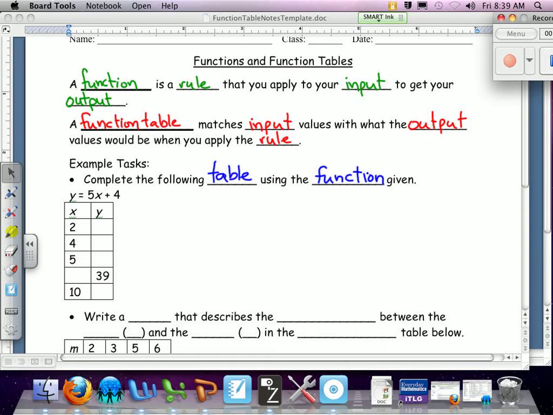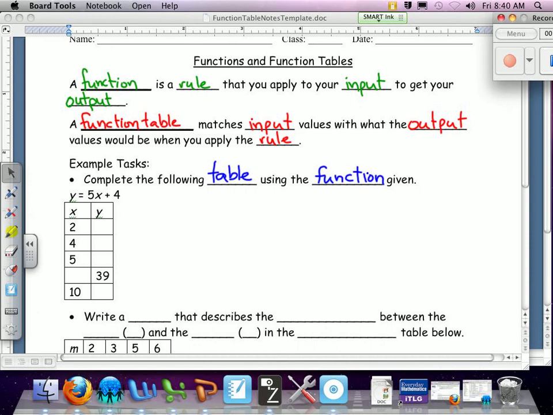Y, which is our output when we look at the table, equals 5x plus 4. Who can remind us what 5x means? 5 multiplied by x. Yep. 5 times x. So we want to take the x value, that's the input value, multiply by 5, and then add 4. Order of operations again comes into play here.